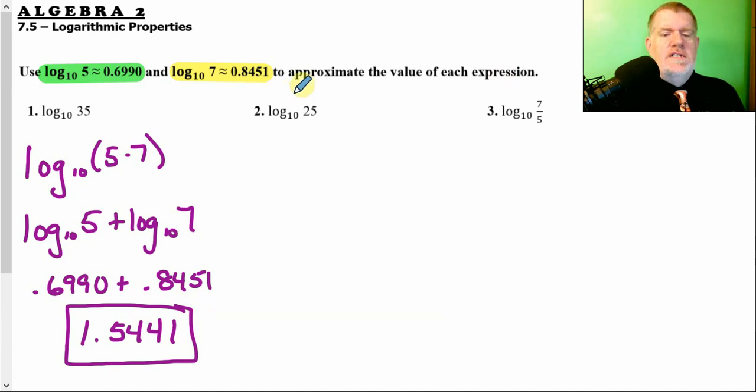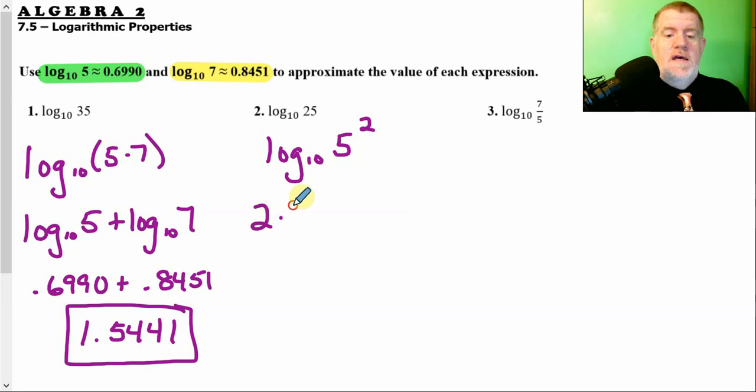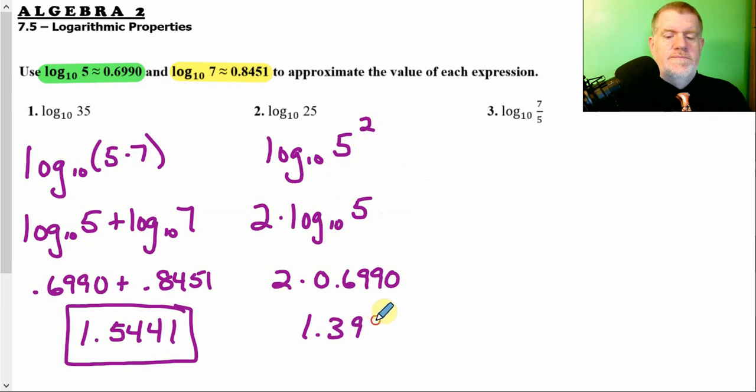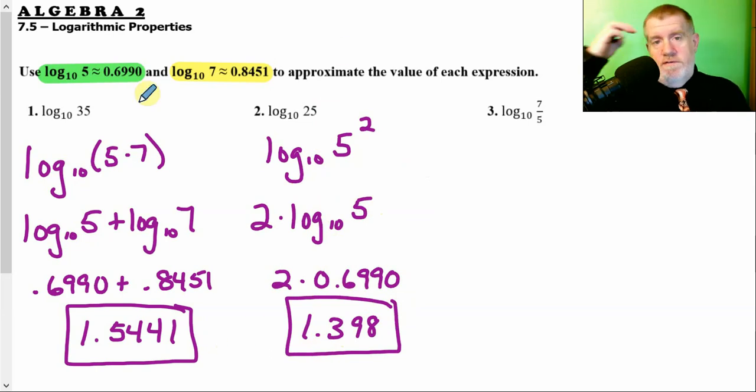All right, how do I get 25 using a 5 or 7 combination? Well, 25 is just 5 squared. And because I have that power now, I can bring that power down and multiply it. So this is 2 times 0.6990, which means 10 to the 1.398 is about 25. It's lower than that, which it should be, because 25 is lower than 35.